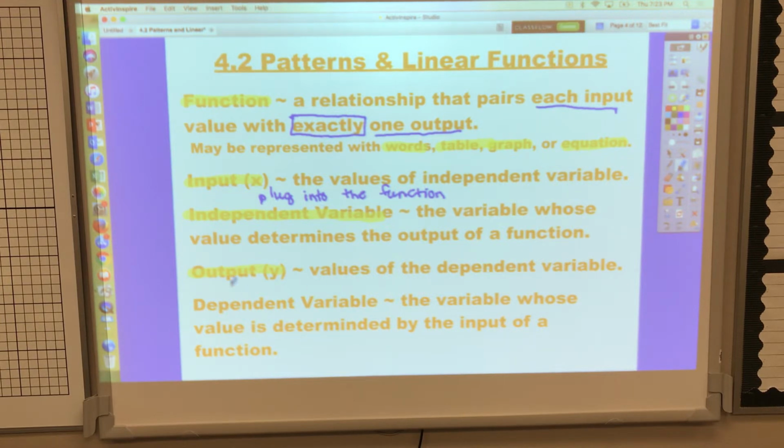The output then is what we get out of that. It's also called your dependent variable. So it's the variable whose value is determined by the input. So depending what I plug in determines what I get out.